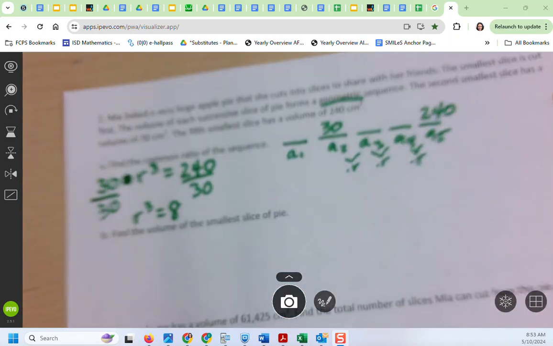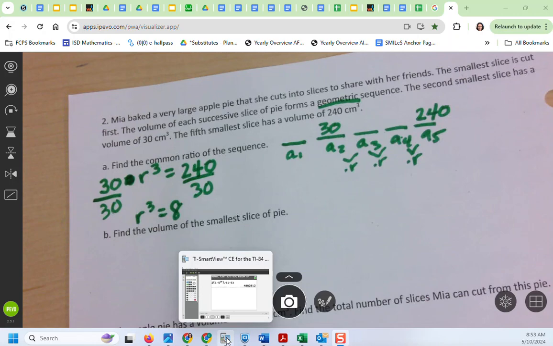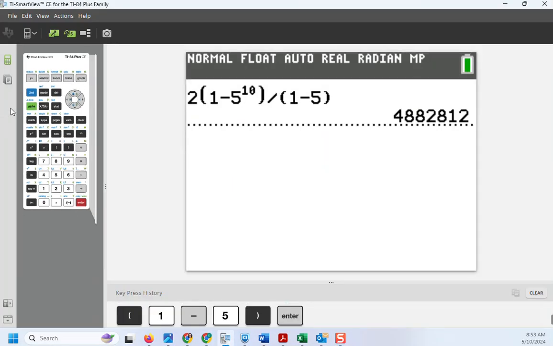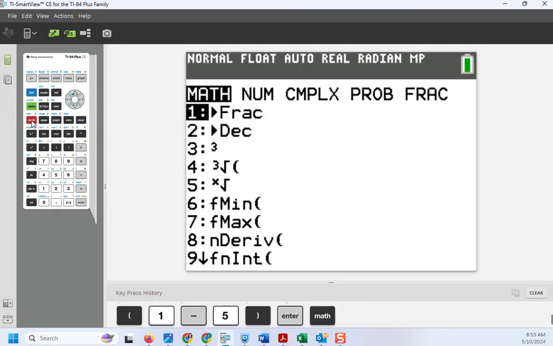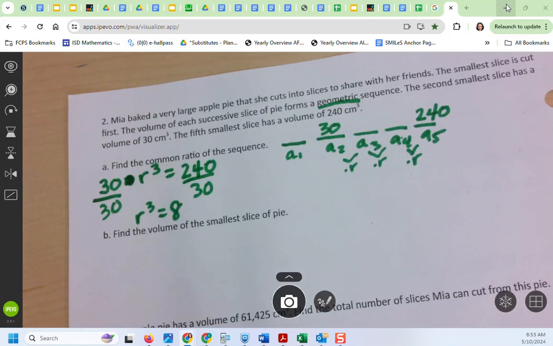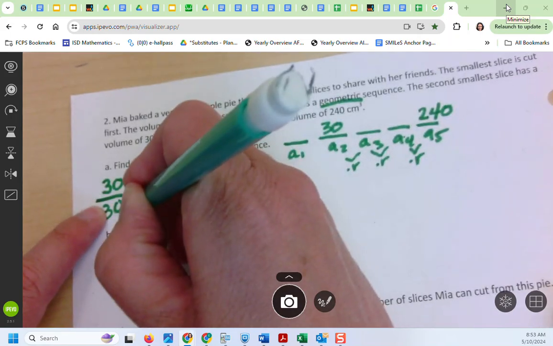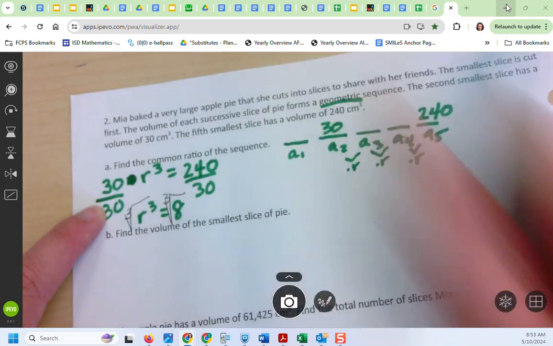And we have to solve that with a cube root. So let's find the cube root on the calculator. Press the math button right here, and then you'll see cube root is choice 4. Then you can do cube root of 8 to get that R is 2. Anybody else get R is 2? Yeah. Okay, good. All right, so when you get R cubed is 8, you do the cube root of both sides, and then you get R is 2.